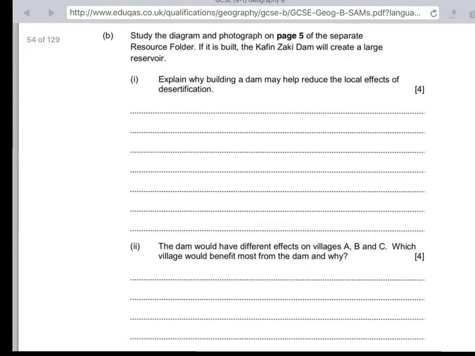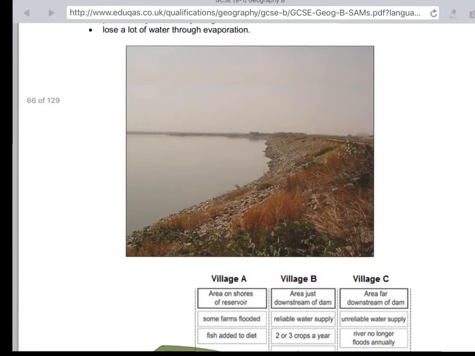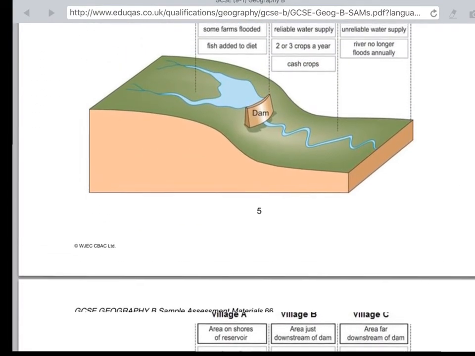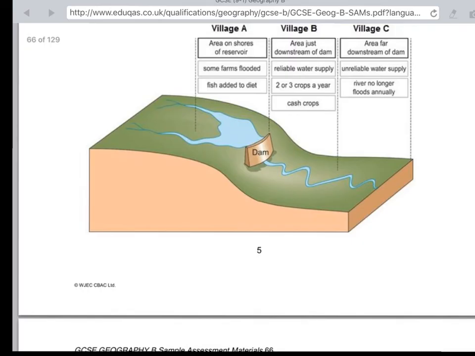So you get hydroelectric power, that means you get electricity, allowing a large area to be irrigated, but it's going to flood many villages. There's also been a lot of water lost through evapotranspiration. We've got a nice little photo of it there. It doesn't look that impressive, but I suspect it's quite a big old project. And we've also got these 3 villages down here.